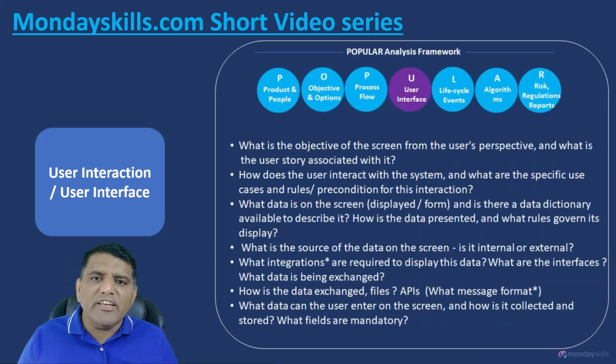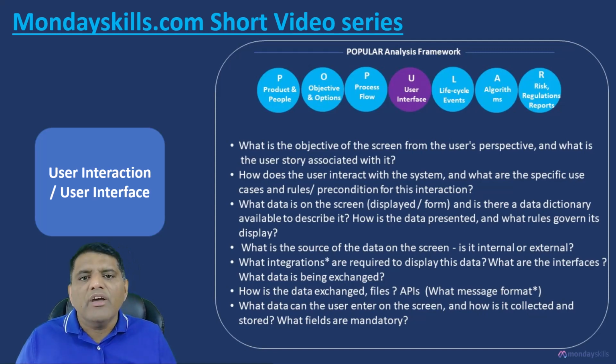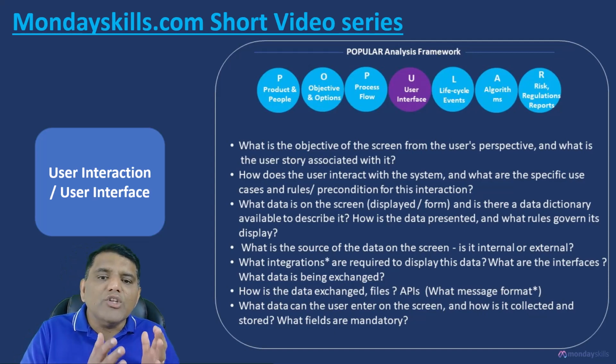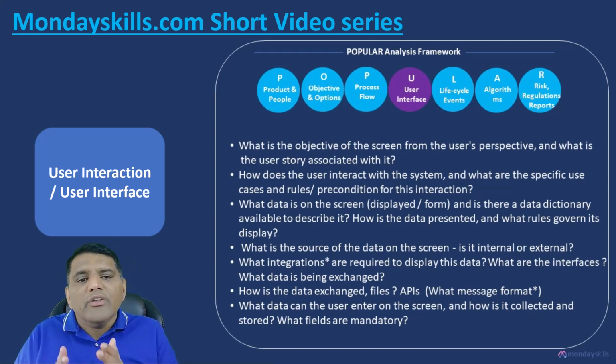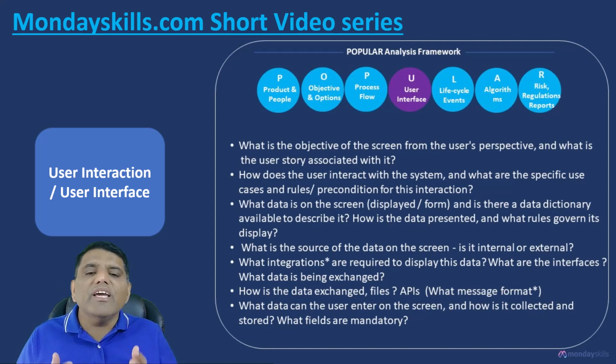And the next letter U in POPULAR stands for user interaction and user interface, where you analyze what screens are needed for each of the process steps. How do users interact with the system? What are the use cases? The data that you see on the screen, where is that data coming from? Or the data that you're inputting into the screen, how is it being stored and how is it being used?